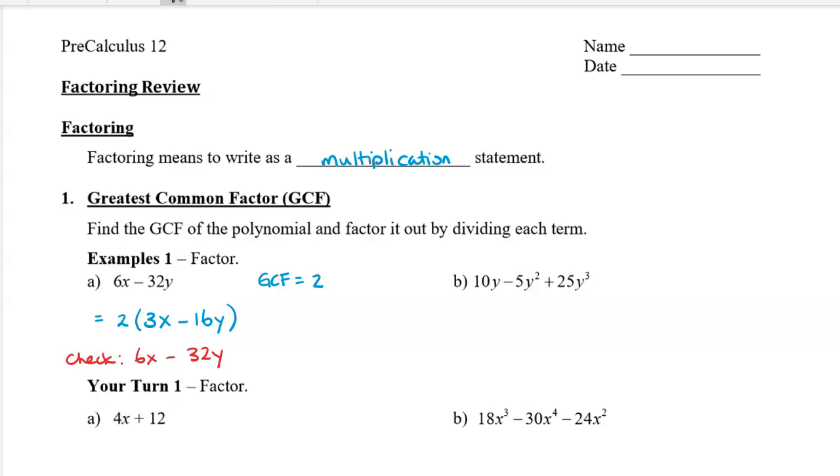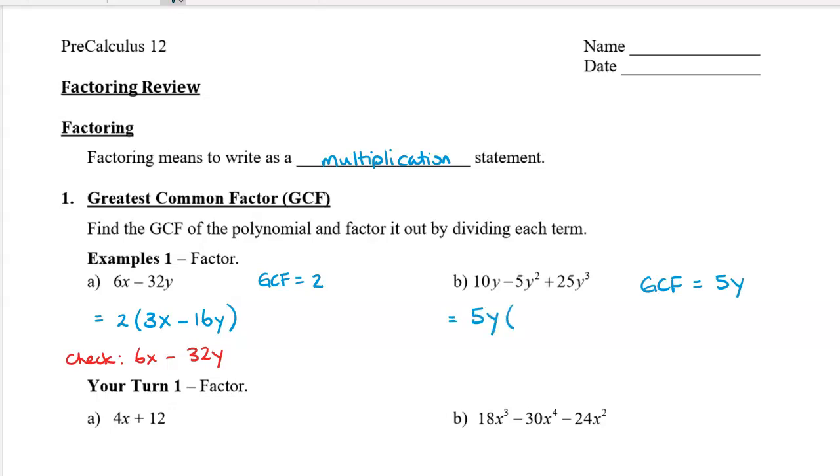All right, so for the next one, our greatest common factor. Look at your coefficients first. We can see that 5 goes into all three of these numbers, 10, negative 5, and 25. Then we want to look at the variables and take the smallest exponent. The first one is y to the 1, so we're going to take y. So this equals 5y. That's our greatest common factor.